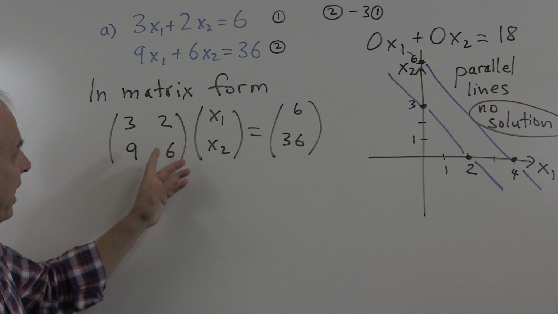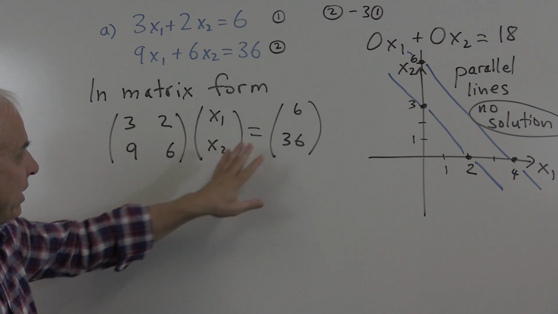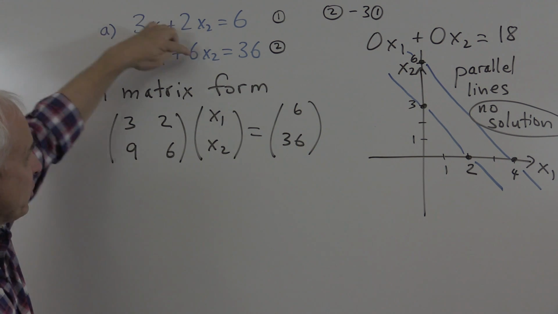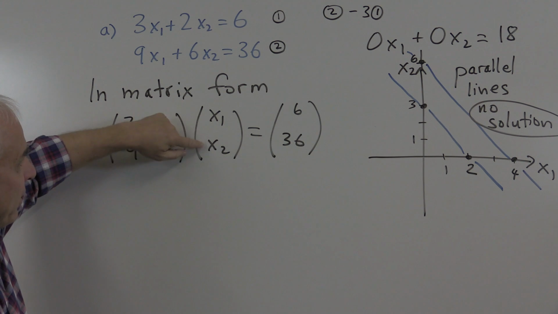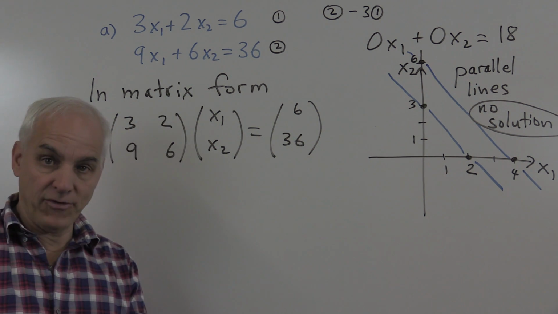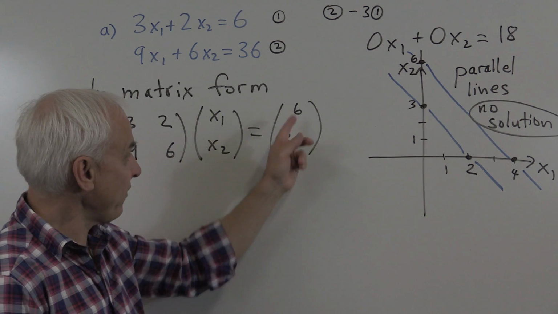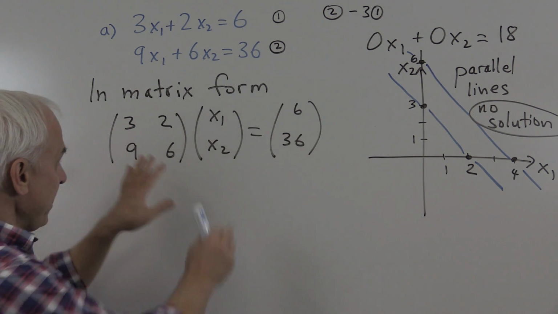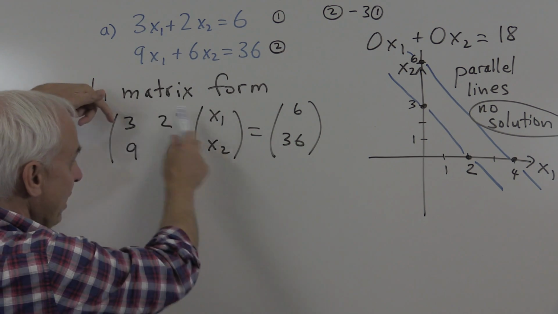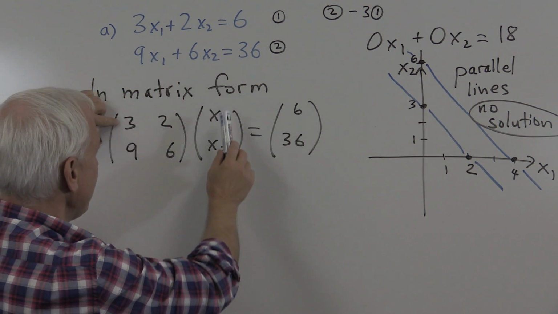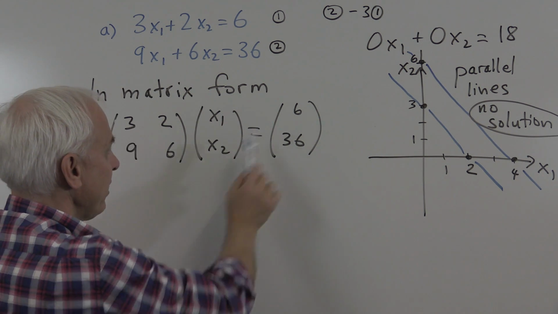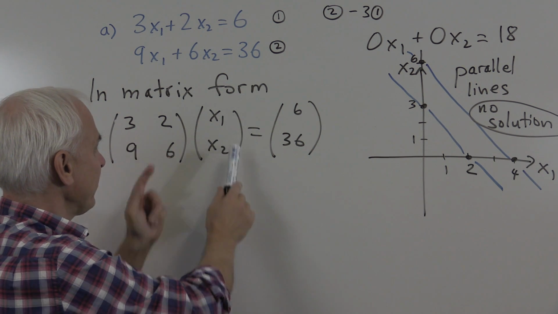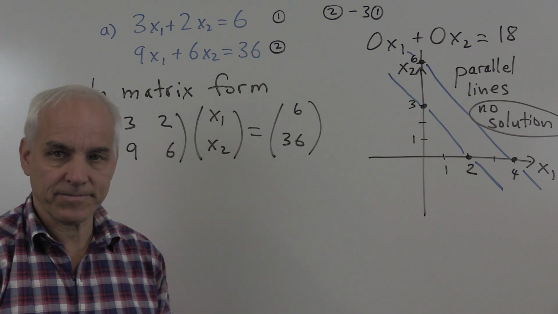All right, so over here we have a matrix times a vector equals another vector. You can see that the matrix is just the matrix of coefficients. This vector here is the vector of the variables, x1 and x2. And this vector over here is the right-hand side. And let's make sure that we understand that this is really the same as that, because if we multiply out this matrix, we get 3 times x1 plus 2 times x2 equals 6. That's the first row. And the second row, 9x1 plus 6x2 equals 36.